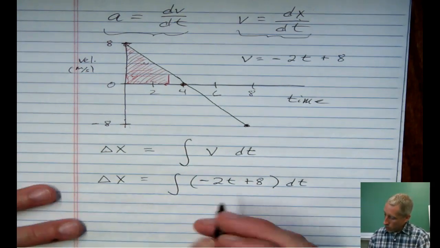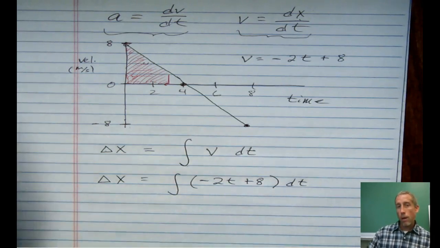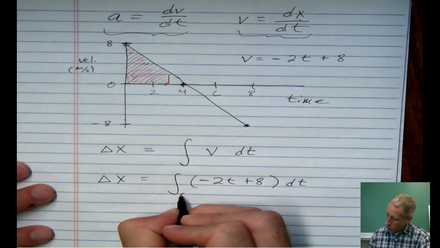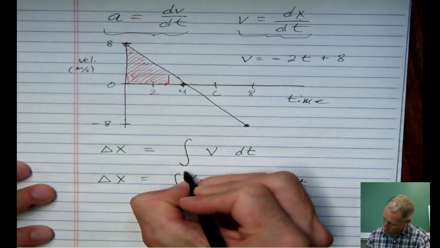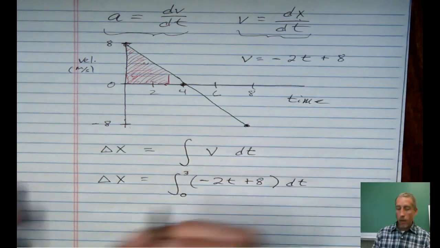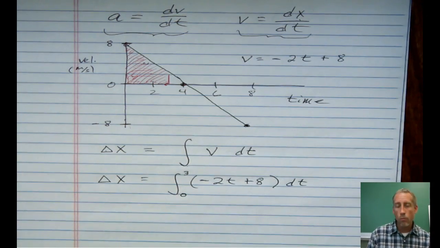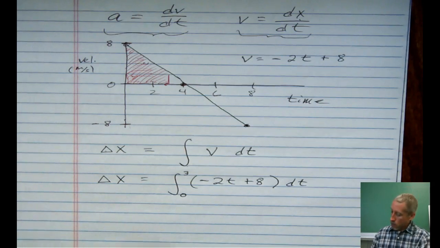And then the notation is, depending on the amount of time that you'd like to find the displacement for, you put the beginning time at the bottom of the S, and the ending time, in our case 3 seconds, up at the top of the S. And what we refer to that as is a definite integral.